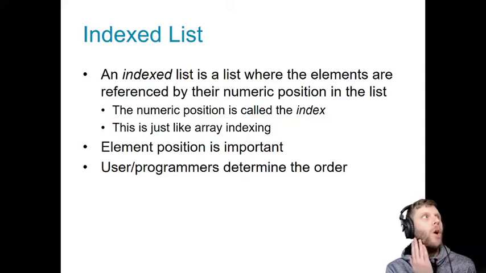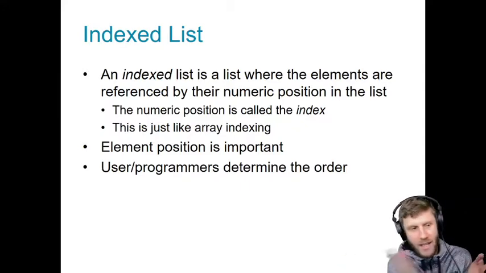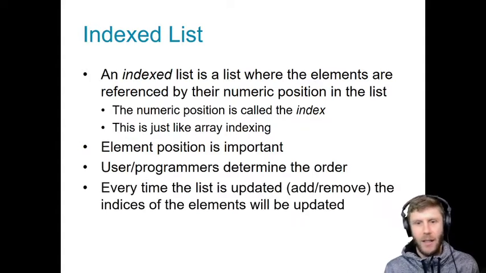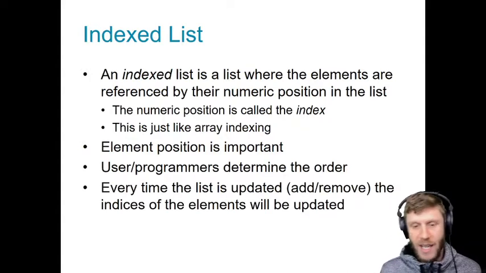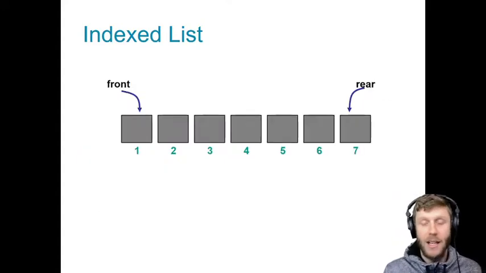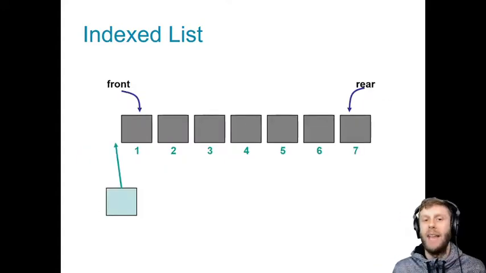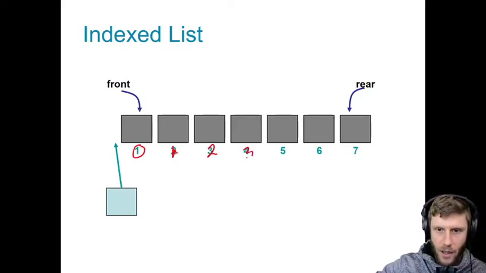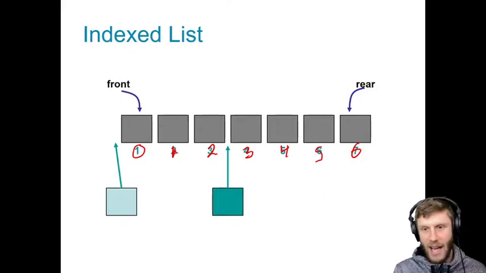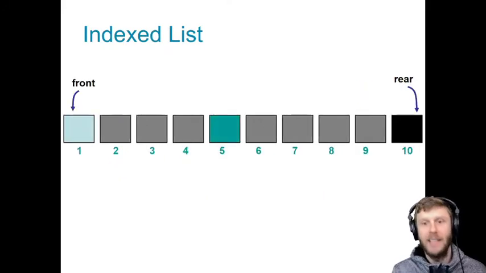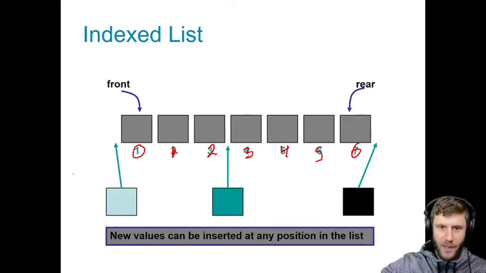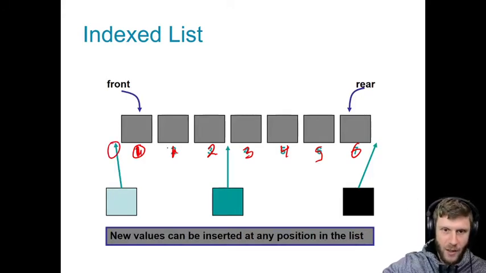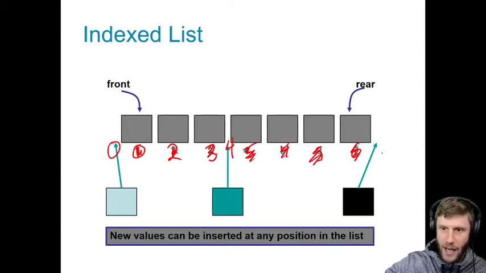Sorry, not the ordering. Where I put things in the list will depend on the index and where I say to put things. Every time the list is updated, add or remove, the indices of the elements will be updated. And here's what I mean. If I come along and add this here... You know what? I hate this. Why is this not starting at 0? 1, 2, 3, 4, 5, 6. There. If I added that, and then I added that, and then I added that, this is what I end up with, right? So this would become 0, then this would become 1, this would become 2, this would become 3, this would become 4, this would become 5, 6, 7, 8, and then this becomes 9.